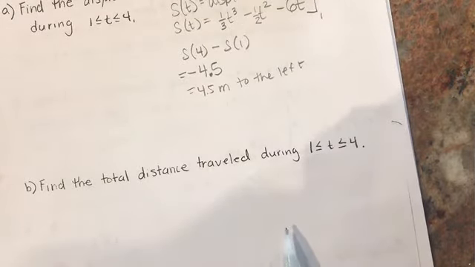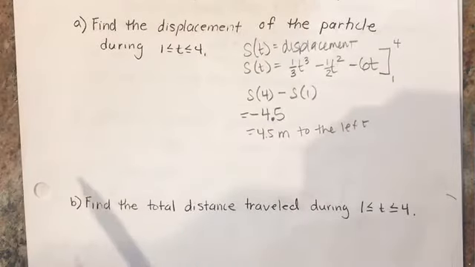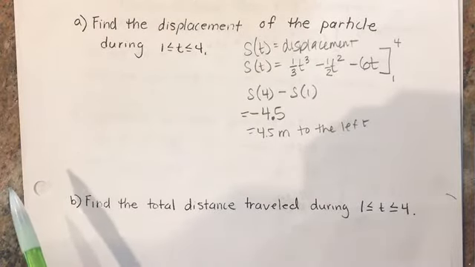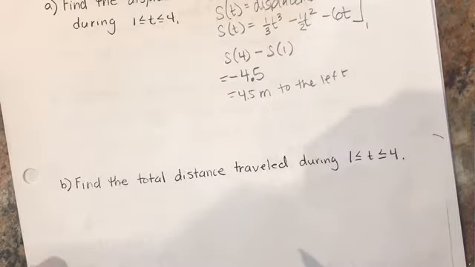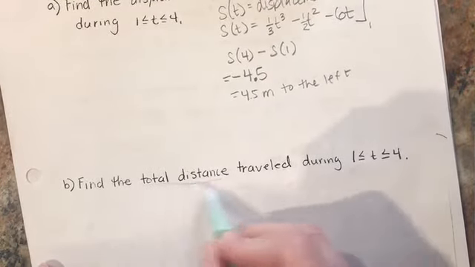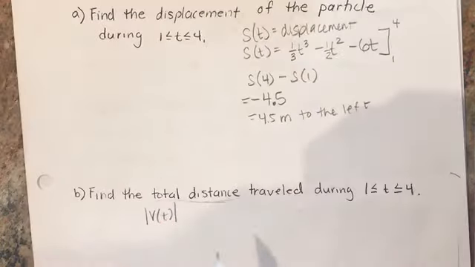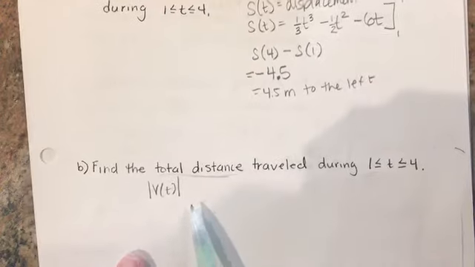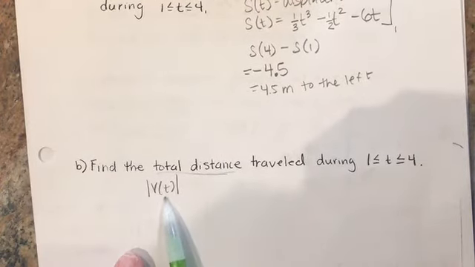To find the total distance traveled, this is definitely a little bit more work. To find the total distance traveled, we are going to look back at velocity. Remember, if the velocity is negative, the particle is still moving a distance. So what you want to do is find the absolute value of velocity. Anytime this velocity is equal to 0 or negative, you want to take the absolute value of that.